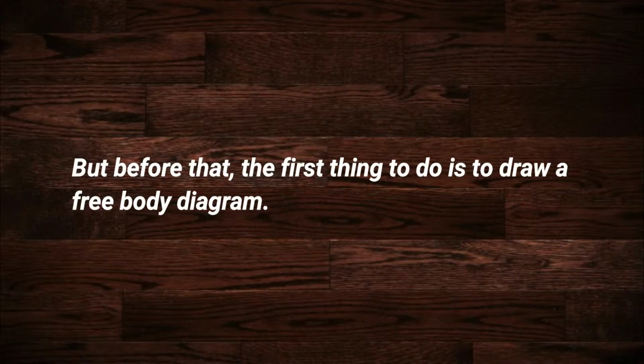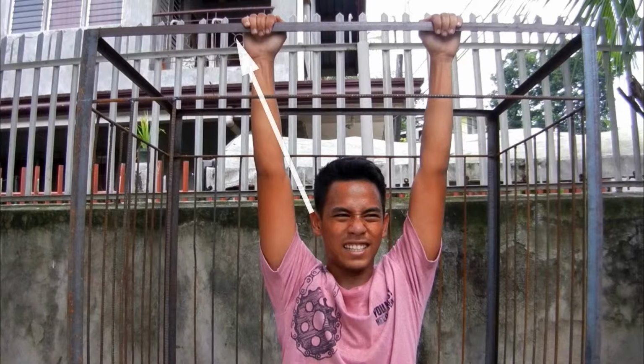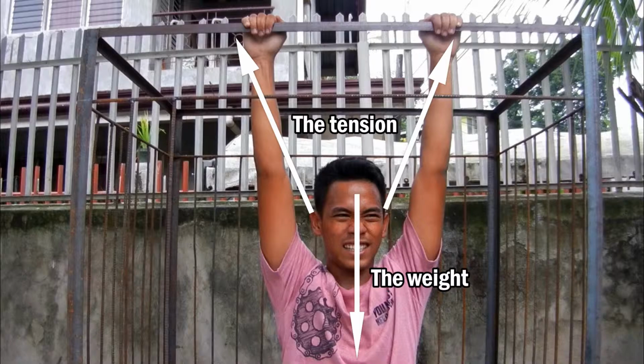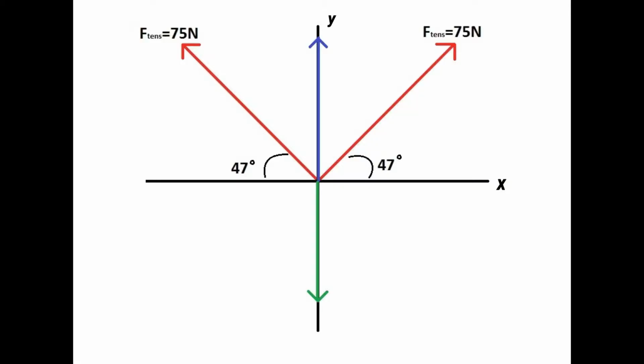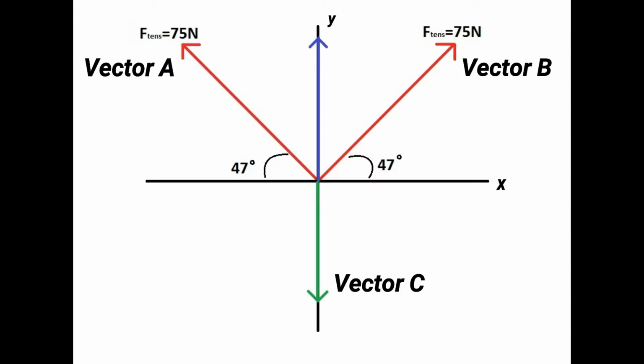But before that, the first thing we need to do is to draw a free body diagram. These first two arrows represent the tension, while the arrow downwards represents the weight. So this is now your free body diagram. Notice that this free body diagram is in an x and y plane. This is vector A, while this is vector B, and this is vector C. The x components of the A vector and the B vector should add up to 0.